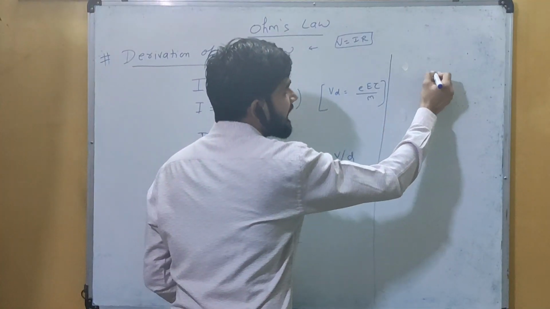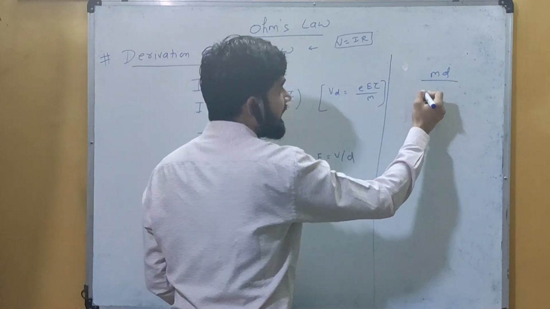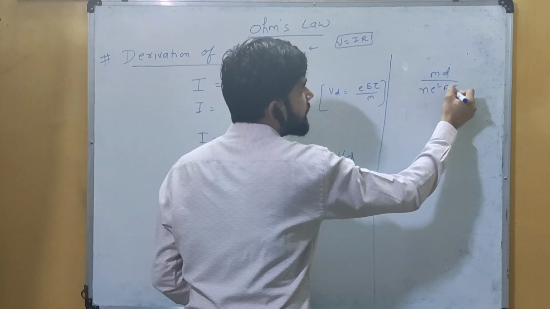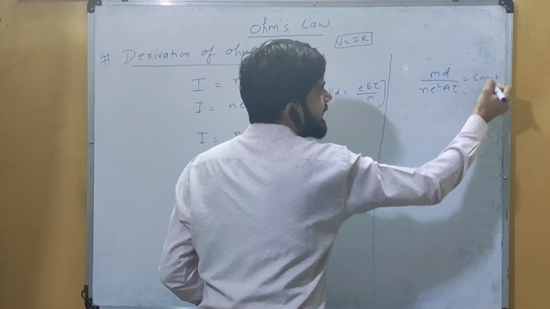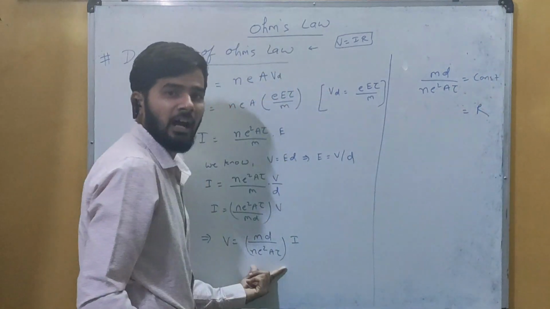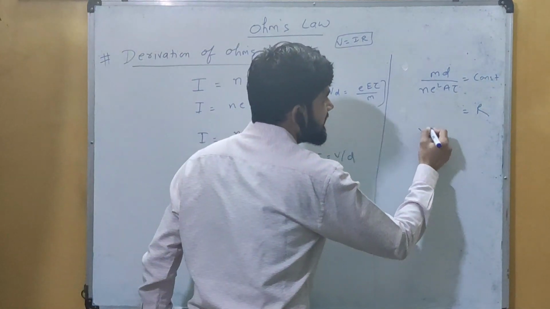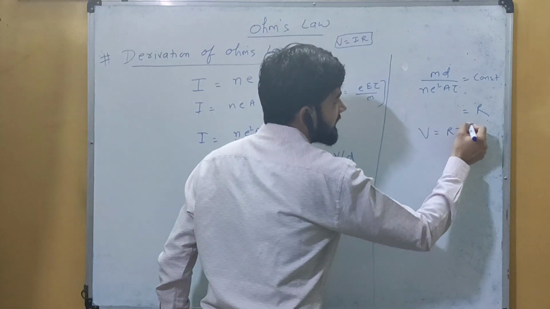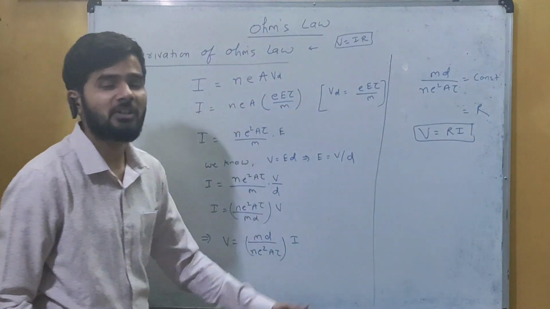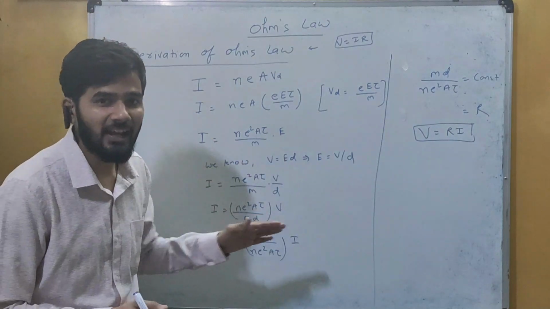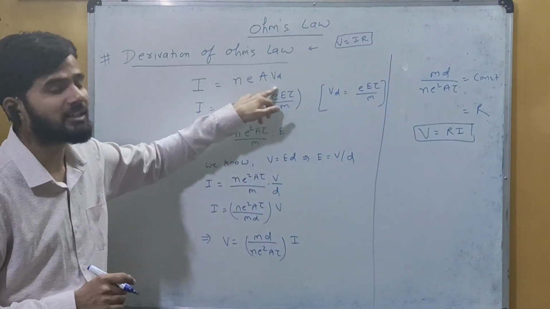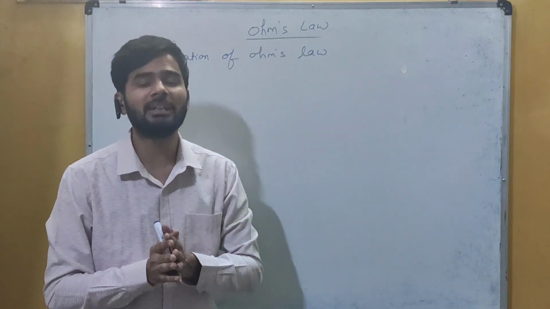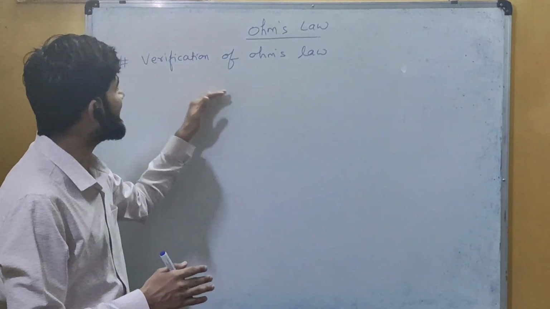So I can write here that m d divided by N e² A τ is constant, and I am representing that constant by R. So I can write V is equal to RI. This is the derivation of Ohm's law, which we have derived by using the relation between current and drift velocity.